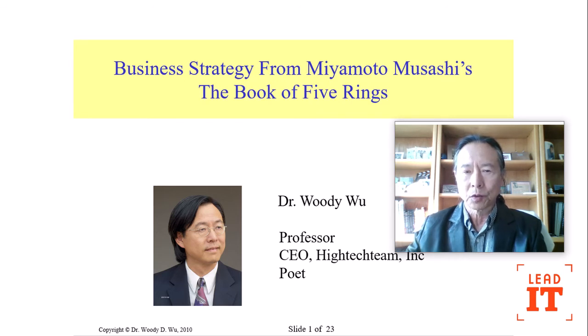Miyamoto Musashi was a Japanese samurai. He wrote a book called The Book of Five Rings, used for sword fighting strategy, and in the business world it has been adopted many, many times and in many, many areas for setting up business strategy.